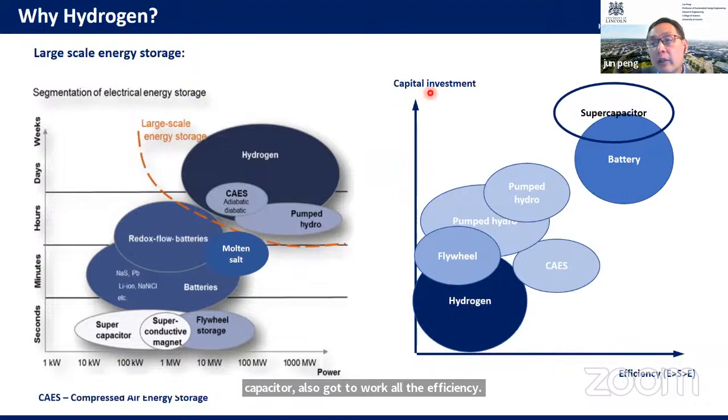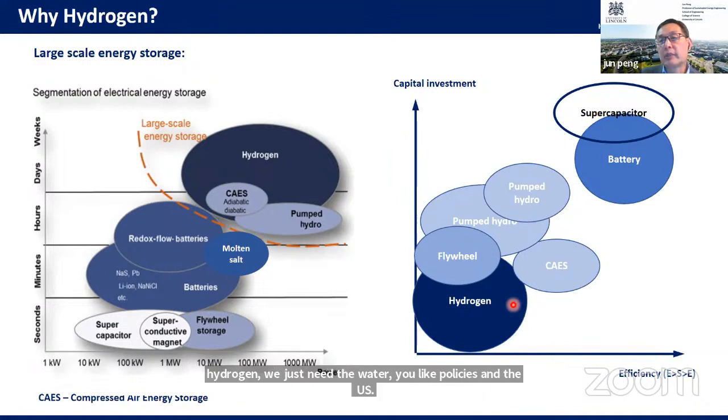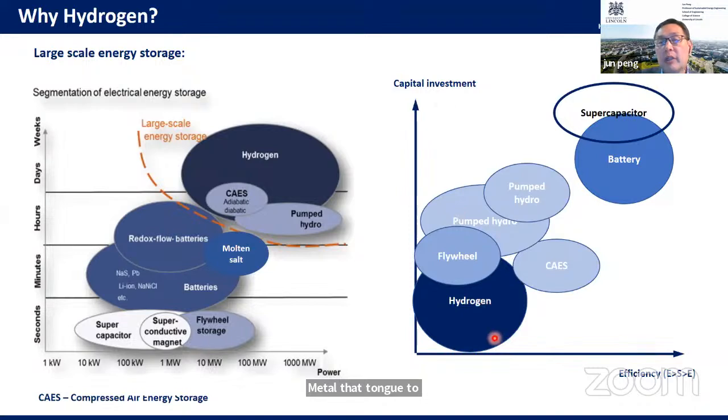It is the cost side, capital investment. We know battery is more expensive. For hydrogen, we just need water electrolysis and use a metal tank to store the hydrogen. So the cost side is very low. At very big scale, national levels, hydrogen has the advantage. That's why currently the UK takes hydrogen as a priority for energy storage.